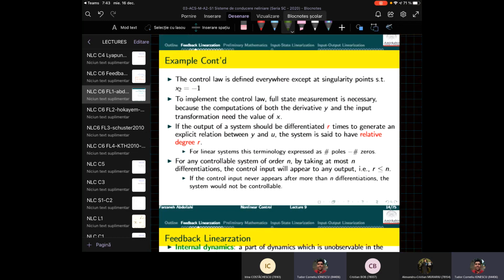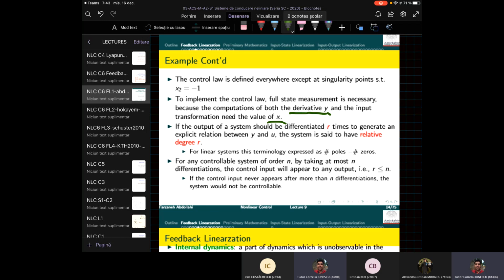In the example, the controller is defined everywhere except at x2 equal minus 1. To implement this law, he says here, and this is a very good lecture, I'm glad I found it, full state measurement is necessary because the computation of the derivative of y needs values of x. So you have to be careful. Maybe you need state observers, like we have in other materials.